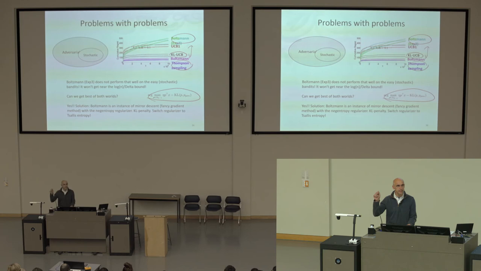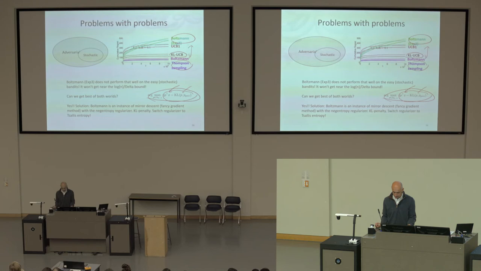P is a strategy, a probability distribution over the actions that it plays in a round, and X is the estimated rewards. Those are the importance-weighted estimates for the rewards, and Boltzmann exploration can be seen to solve this, where you have this KL penalty that tells you that you should stay close to the previous strategy, the previous probability distribution that you had. Okay, so that's kind of curious.